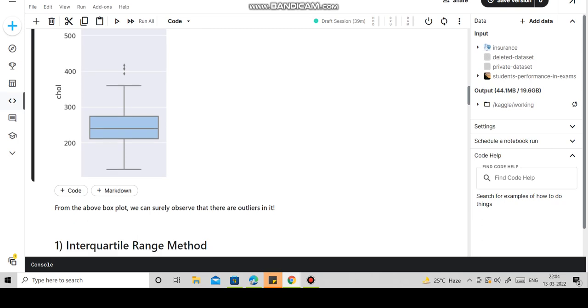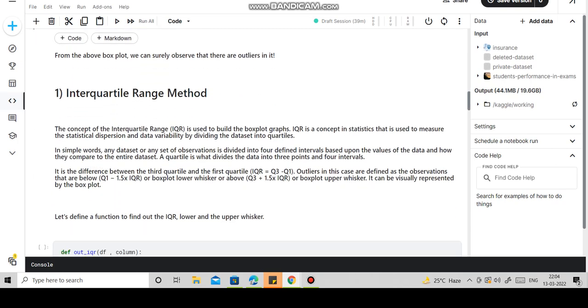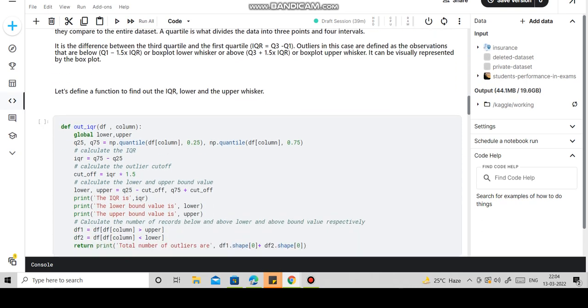So the first method that we'll look into would be the interquartile range. So basically, what is IQR or interquartile range? It is the difference between the third and the first quartile. It is Q3 minus Q1. The upper whisker that we saw would be defined as Q3, the third quartile, plus 1.5 times the IQR, whereas the lower whisker will be defined as Q1 minus 1.5 times the IQR. So this is how we define the upper and the lower whisker, where IQR is Q3 minus Q1.